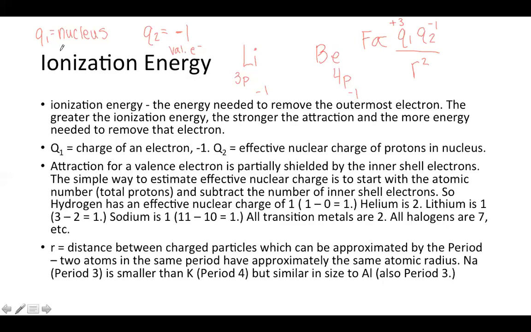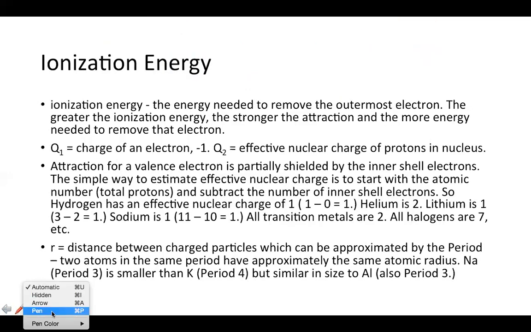Okay, so we can use Coulomb's law to explain why ionization energy increases going to the right. We can also use it for explaining ionization energy of elements in the same group. So if we're looking at group trends, all right, suppose we're looking at sodium and let's say potassium.